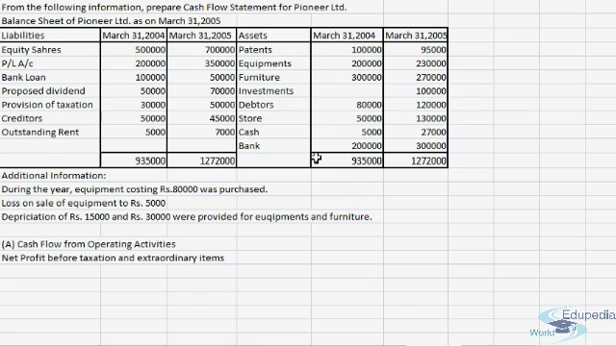So for net profit during the year, what we can do is deduct the last year's profit from the present year profit to get this value. So in present we had 3,50,000, and we deduct 2 lakh from it, so we get 1,50,000. So net profit during the year.